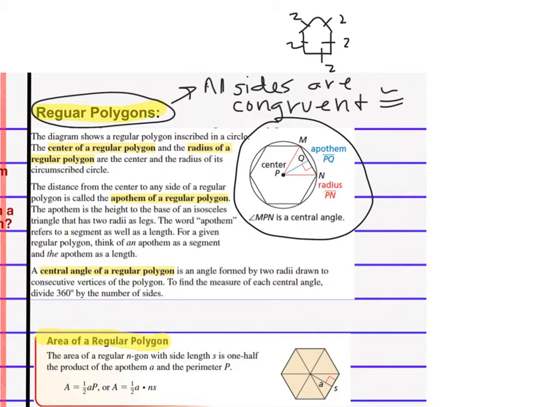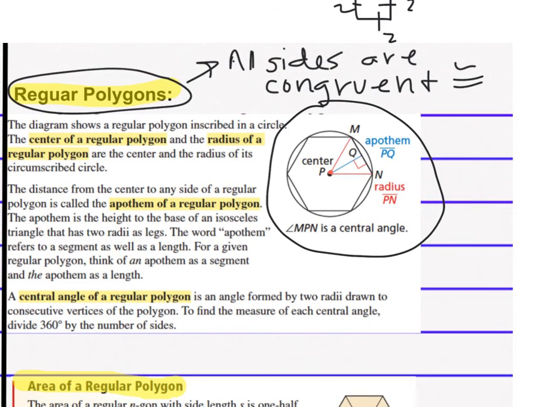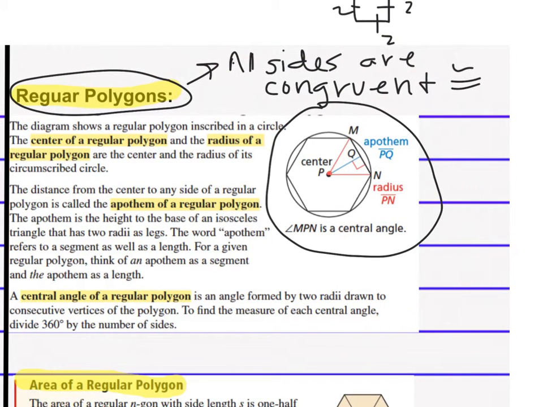So the diagram shows over here, here's your diagram, the center of a regular polygon, so P is the center. Maybe I'll make that red for you. That's pretty straightforward, the center. Then you want to make sure you're understanding what a radius is and what an apothem is. The center and the radius of a polygon are the center and the radius of its circle. The distance from the center to any side is called the apothem. So the apothem, you definitely want to know what an apothem is. The apothem is this blue line from point P to Q. So it goes from the center to the opposite side.